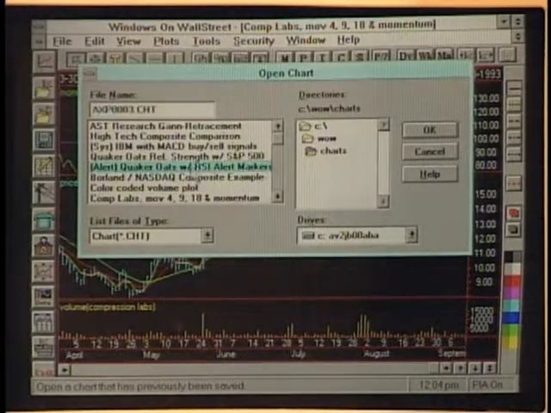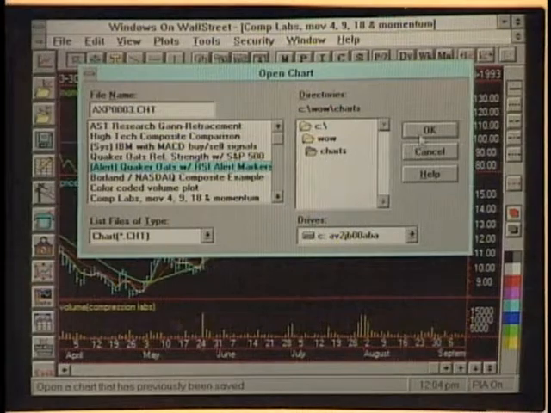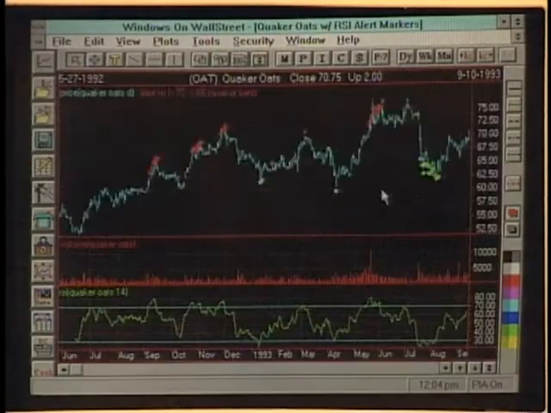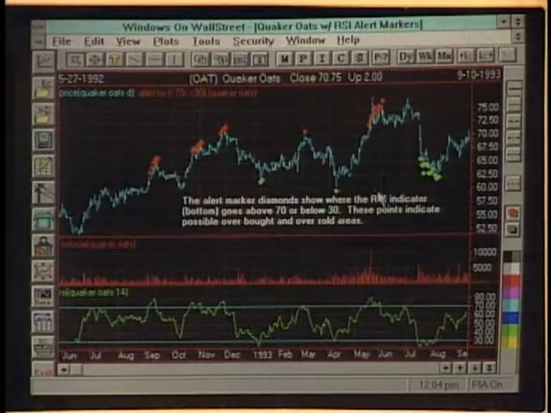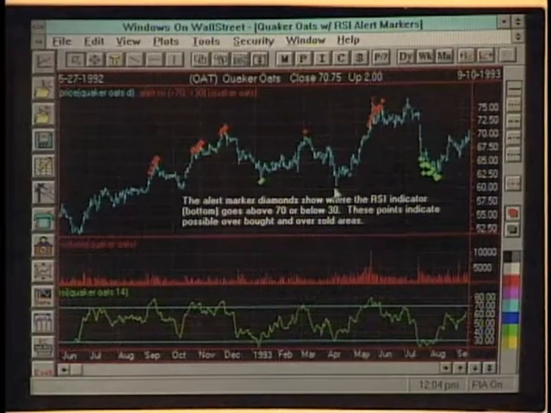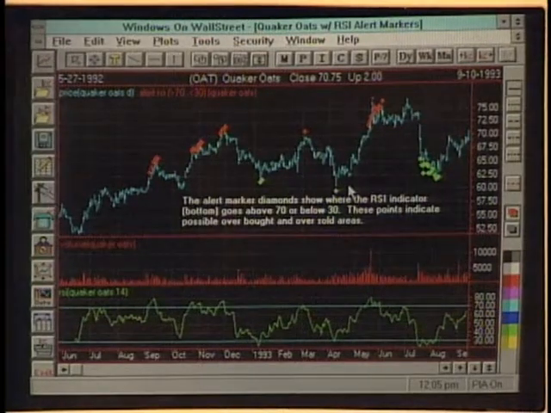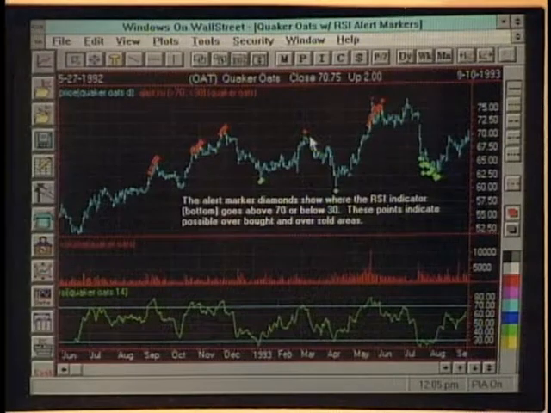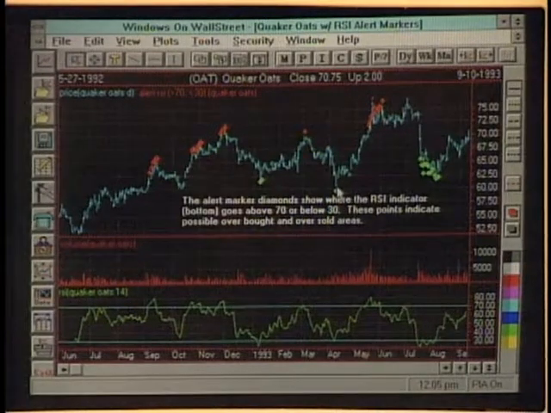Okay. Let's take a look at another chart. Let's open up Quaker Oats with the relative strength index alert markers. And what does this tell us? Well, the alert marker diamonds show where the RSI indicator goes above 70 and below 30. What it's trying to show you is that at this level, you'd probably want to sell the particular security, and at this level, you'd probably want to buy it. So based on the analysis, the software might say, when it gets to this point, I should sell. If it gets to this point, I should buy. And the little markers tell me that.